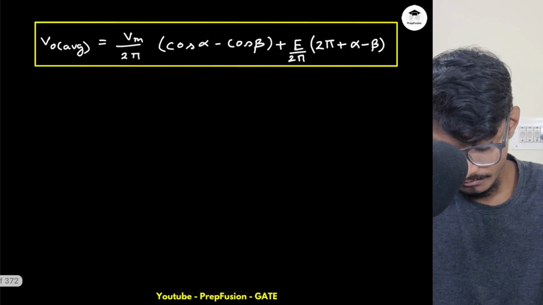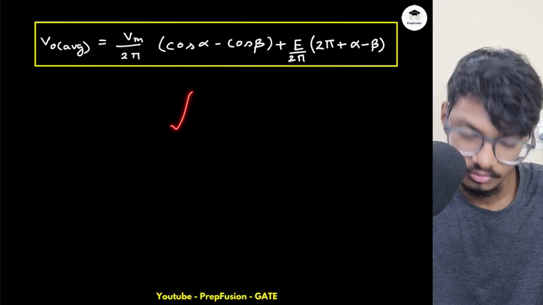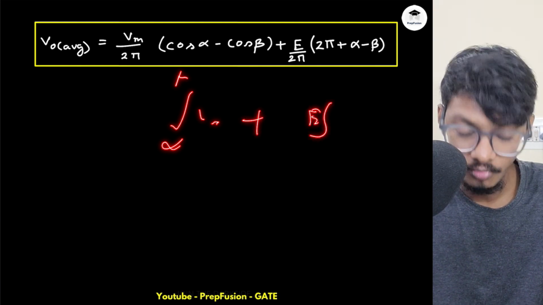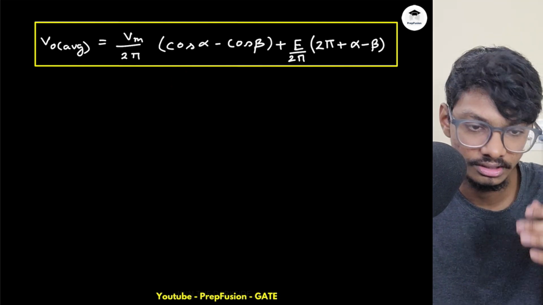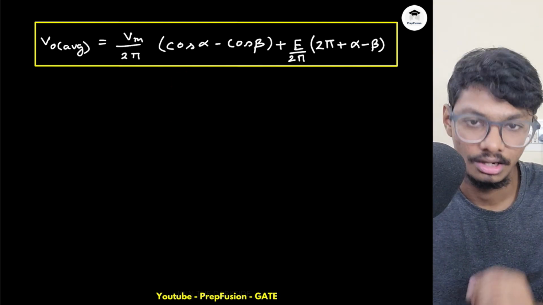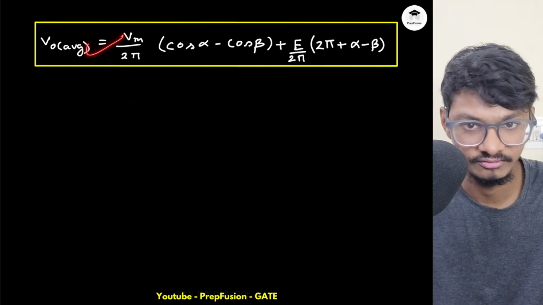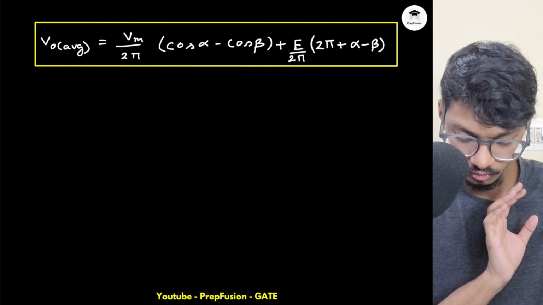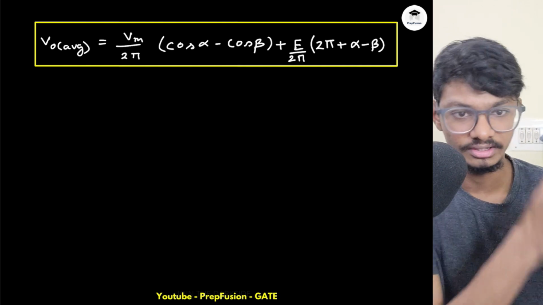So here, obviously you can derive the VO average formula: simple integration of Vm sin omega t from alpha to beta, plus E from beta to 2 pi plus alpha, because whenever the thyristor is off the voltage is E, and divide by 2 pi. That's how you compute VO average, and from there you derive the formula. It will take you 20 to 30 seconds. If you don't want to remember this, that's totally fine. I also don't want to remember this, because I have other things to remember.